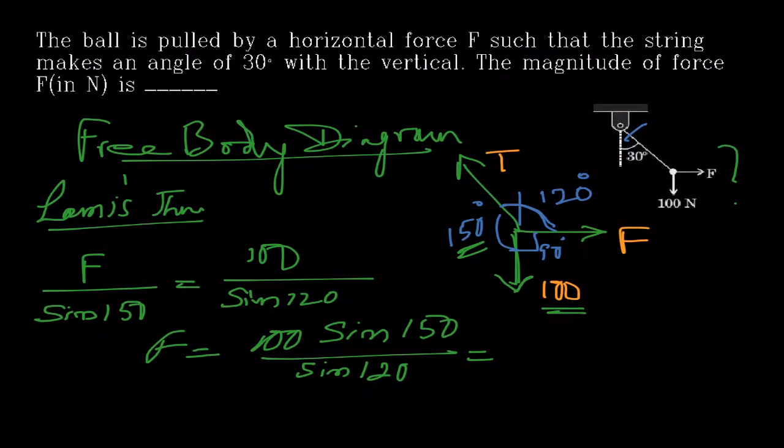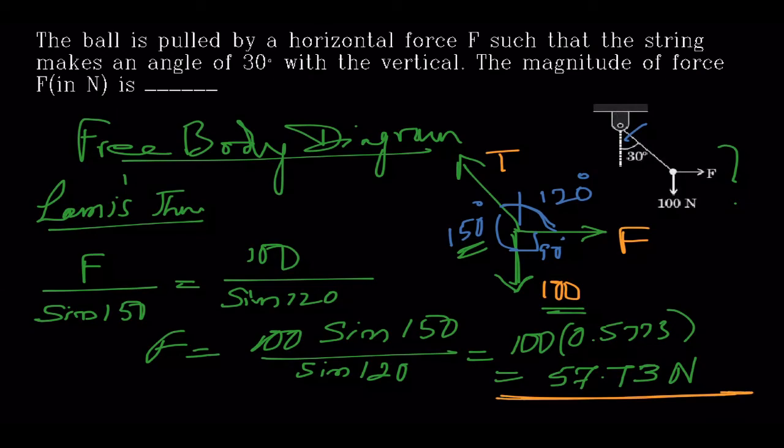So it should be 100 times 0.5773, so it is 57.73 Newton. That is the answer to the problem. This is how Lami's theorem works, and it is pretty easy to apply. And in many of the coplanar force systems, we can take the help of Lami's theorem and solve for the unknown force. Thank you.